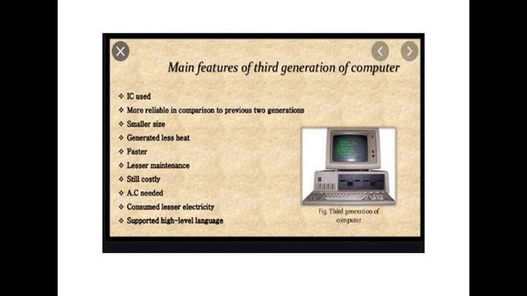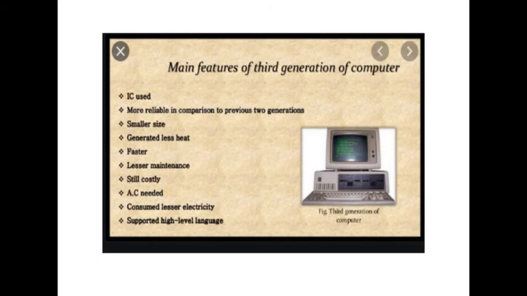Full form सारे आपके बुक में दिए हुए हैं, आप वहां से रेफर कर सकते हैं. You can refer your textbook. Time period is also mentioned there. So in the third generation, what is the important point? That the circuits used was integrated circuits as compared to both of the first and second generation. Third generation computers are more reliable and smaller in size.